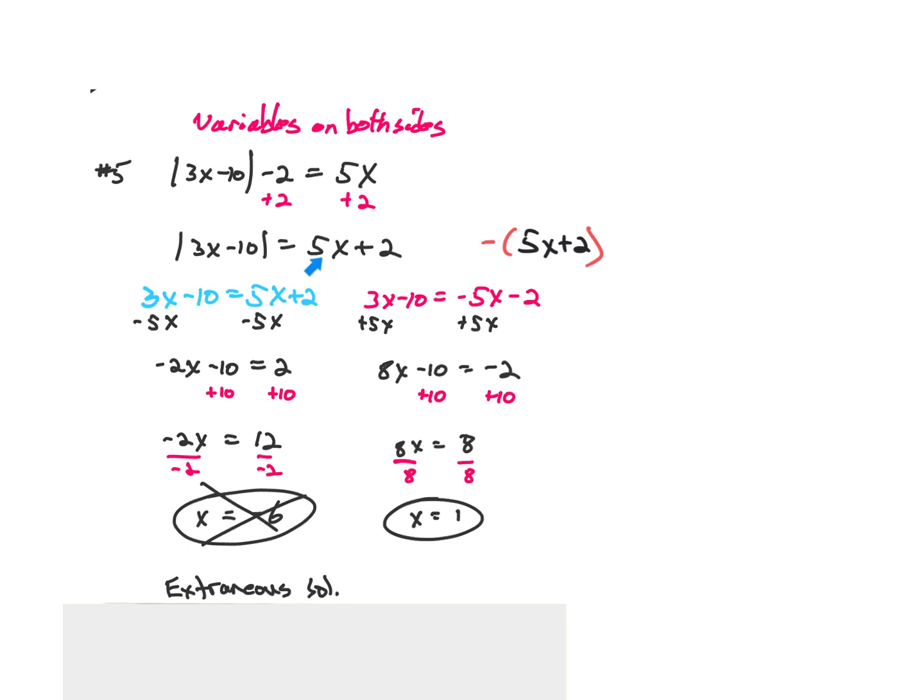When you plug in the 1, 5 times 1 is 5 plus 2 is 7, and the absolute value bar can equal a positive 7. So 1 would be one of the solutions.